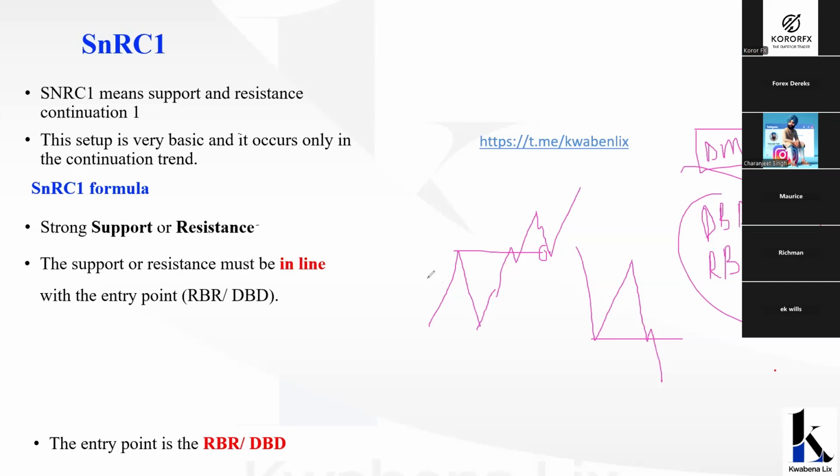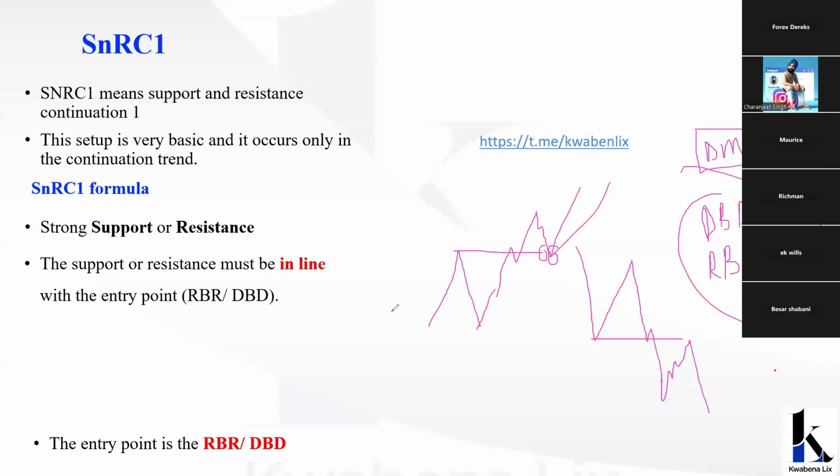For continuation. So you see, it is a breakout, a pullback, an entry, continuation. So you buy, you sell here. All right, so that is it. That is it for SNRC1.